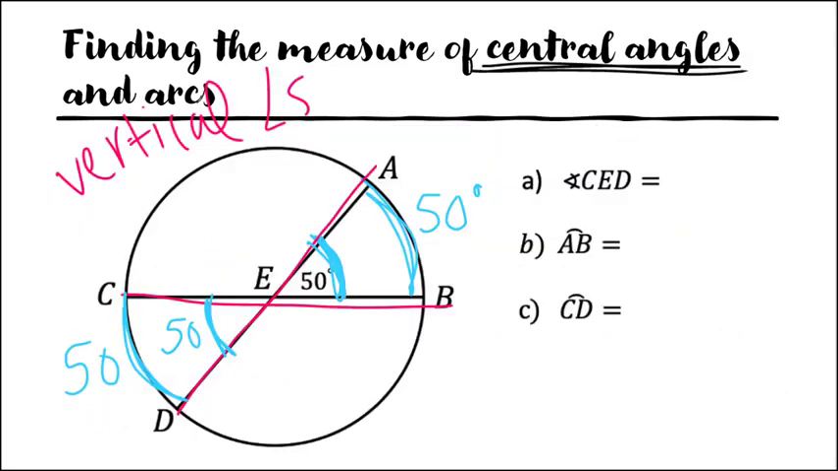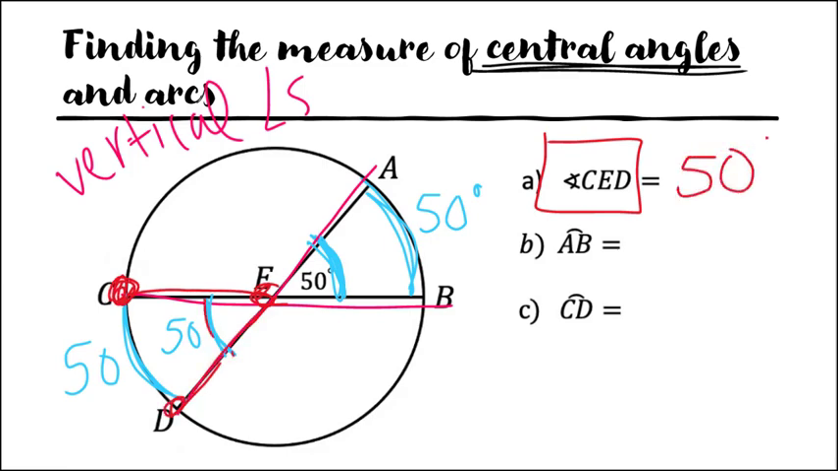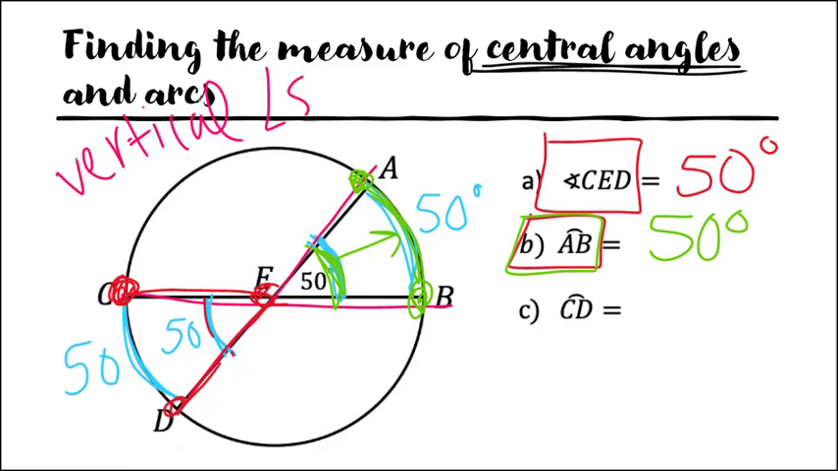All right, so let's practice. Angle CED, the measure is 50 degrees because of vertical angles. Part B, arc AB, AB is 50. The angle is 50, the arc is 50. All right. The last question. Arc CD is 50.